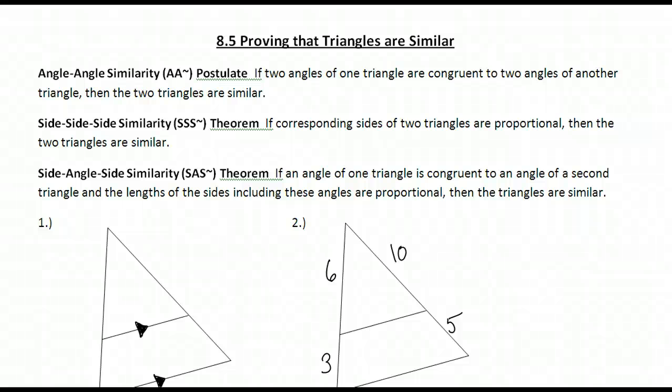There are three ways to prove triangles similar. Yesterday we covered the angle-angle similarity postulate, which says that if two triangles have two pairs of corresponding congruent angles, then those two triangles will be similar.